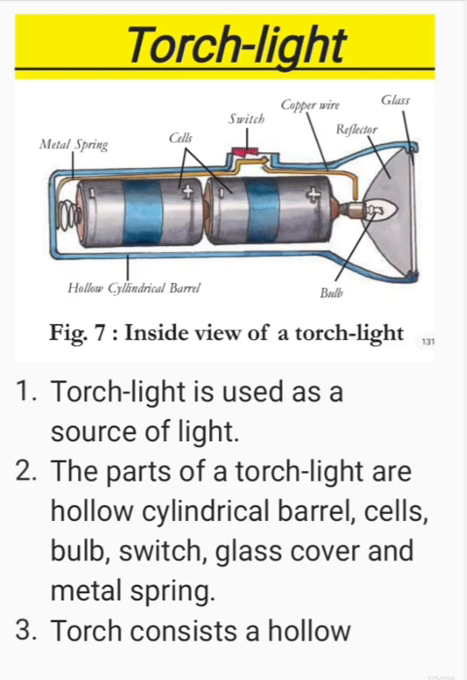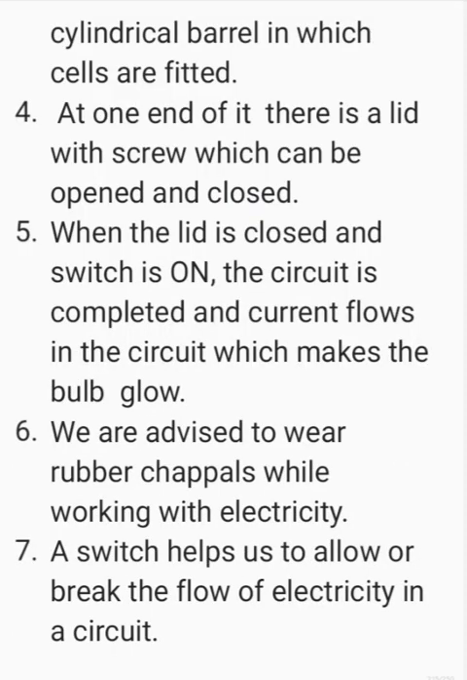3. Torch consists of a hollow cylindrical barrel in which cells are fitted. 4. At one end of it there is a lid with screw which can be opened and closed. 5. When the lid is closed and switch is on, the circuit is completed and current flows in the circuit which makes the bulb glow.